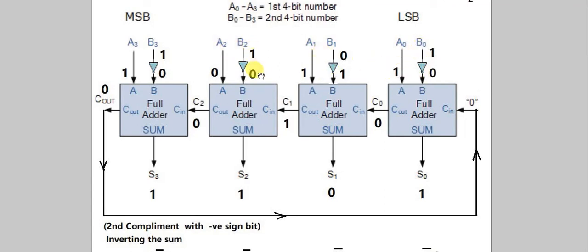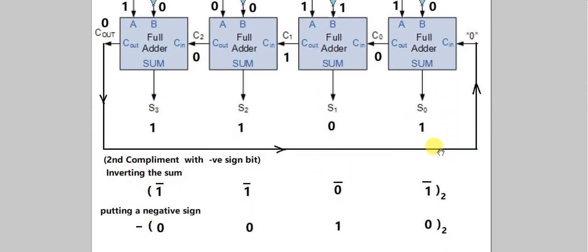1 plus 0 is 1, carry is 0. 1 plus 1 is sum 0, carry 1. 0 plus 0 is 0, 0 plus 1 is 1, carry is 0. In this case 1 plus 0 is 1 and carry is 0. So 0 is carried all the way. Now we take the second complement with the negative sign bit. For the second complement, we complement the whole number, whatever sum we have got.